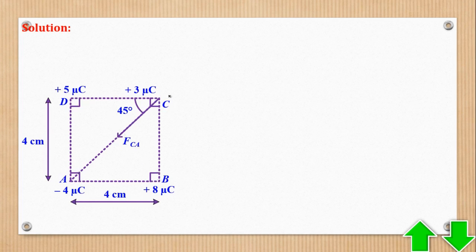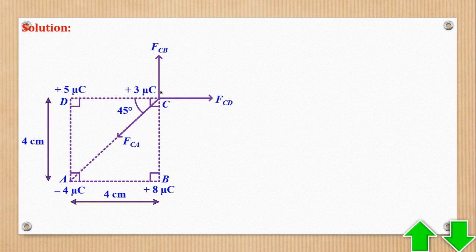Then the force on C due to charge at B. So first of all, this is positive, meaning there will be repulsion, so it has to go in this direction. Therefore, we shall come and show that direction. Then lastly, force on C due to charge at D. So this is positive, meaning there will be repulsion, so it goes in this direction. Therefore, we shall come and draw it.